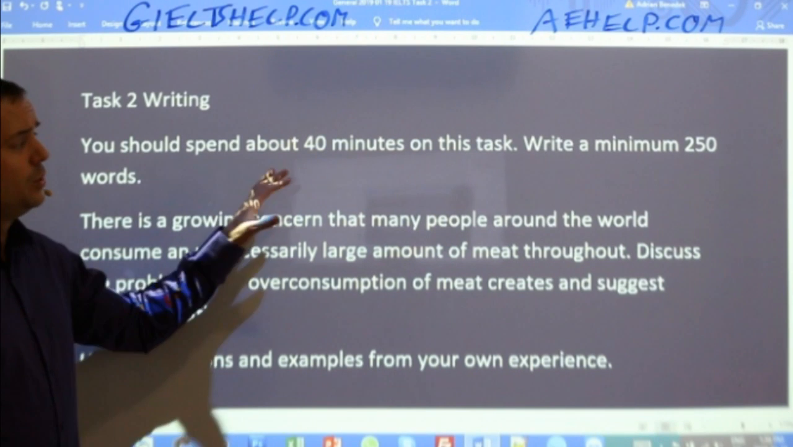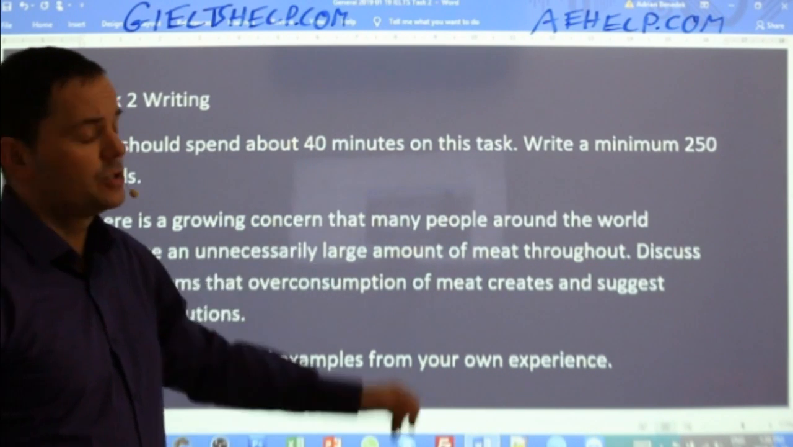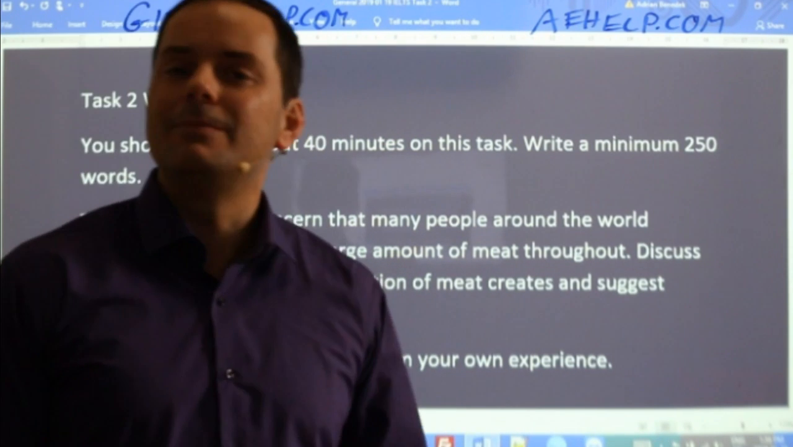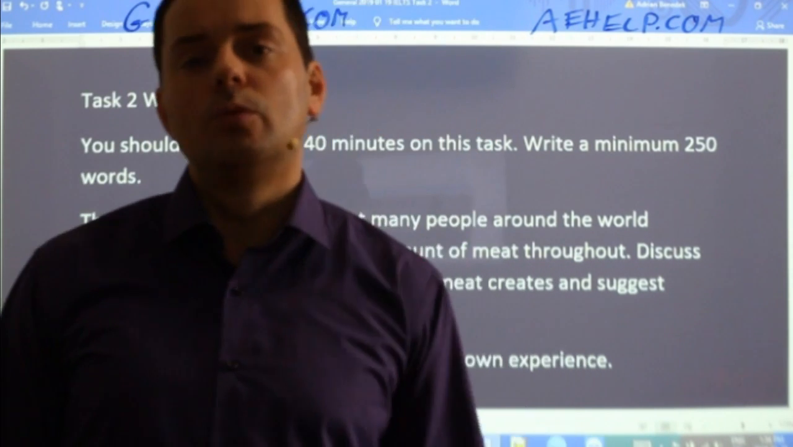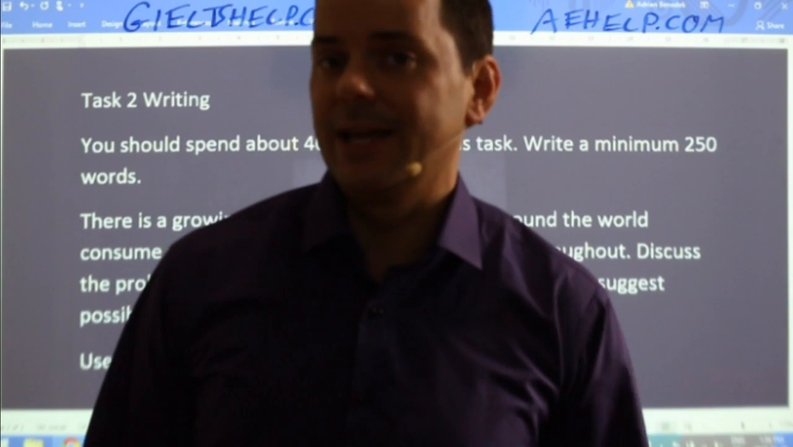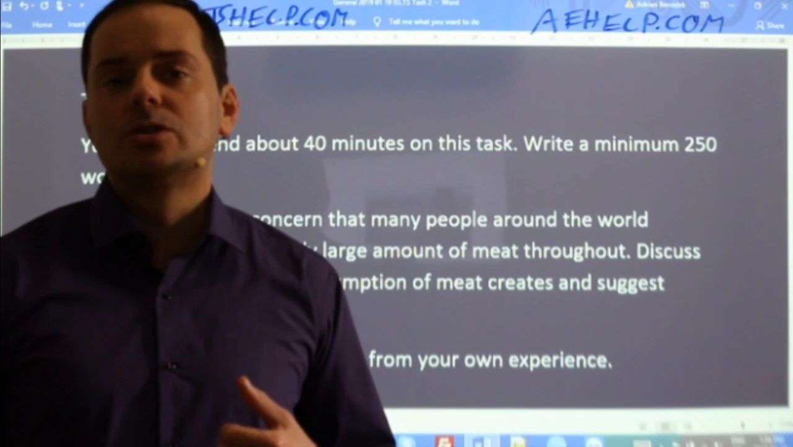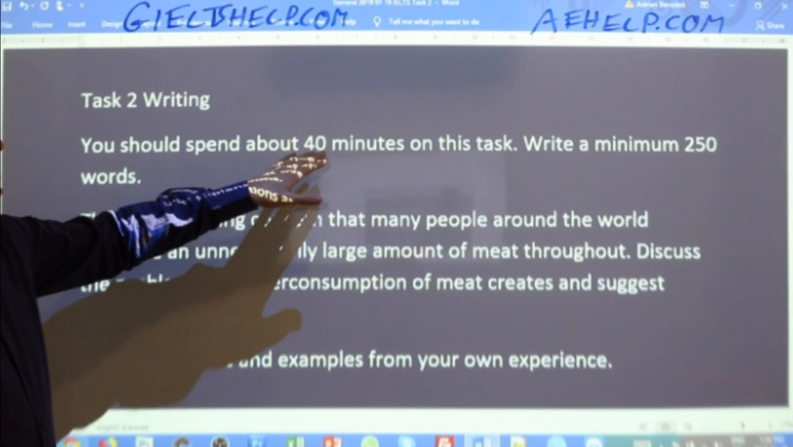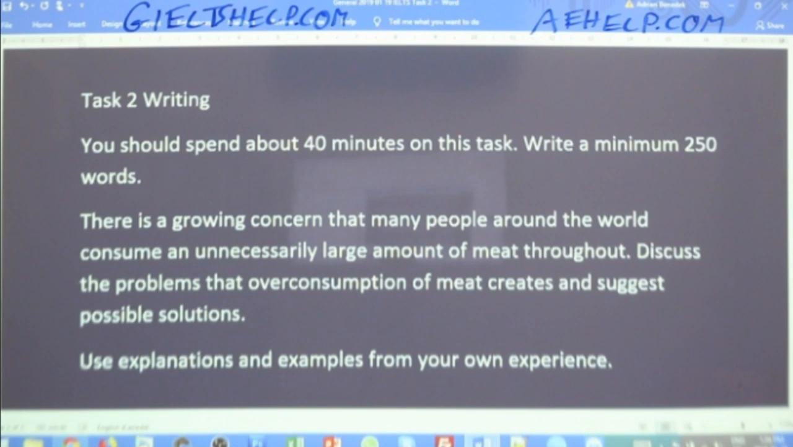Task 1 will be a letter, for instance, or an email composition. Make sure you only spend 20 minutes on that task. It's a good warm-up, and it's worth 1/3 of your writing section mark. So don't spend more than 20 minutes there. Spend 2/3 of your time here, where it's 2/3 of your mark.